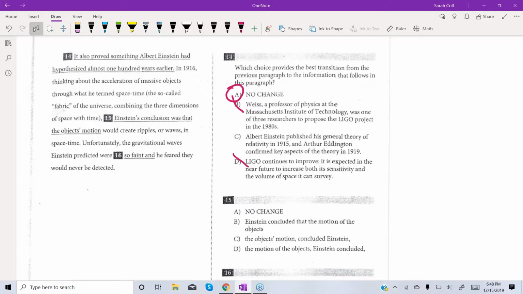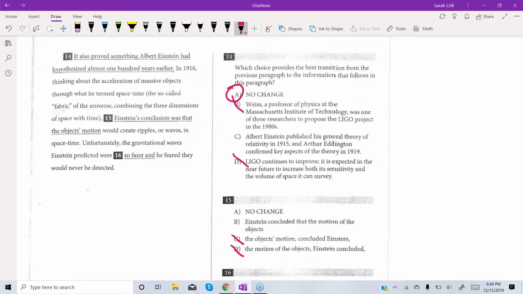So are we going to say Einstein's conclusion was that the object's motion would create ripples? Or would we say Einstein concluded that the motion of the objects would create ripples? Would we say the object's motion concluded Einstein would create ripples? Would we say the motion of the objects Einstein concluded would create ripples? So they all are getting the same idea across, but these are very chunky and crazy.